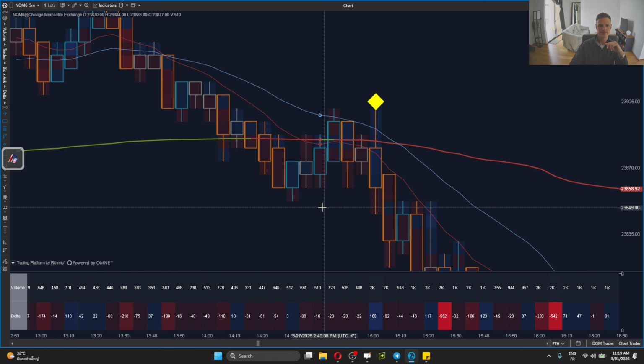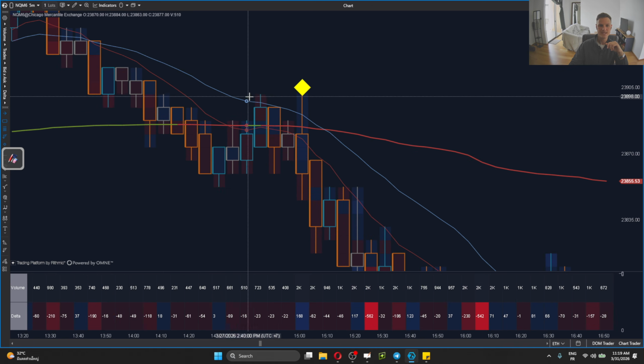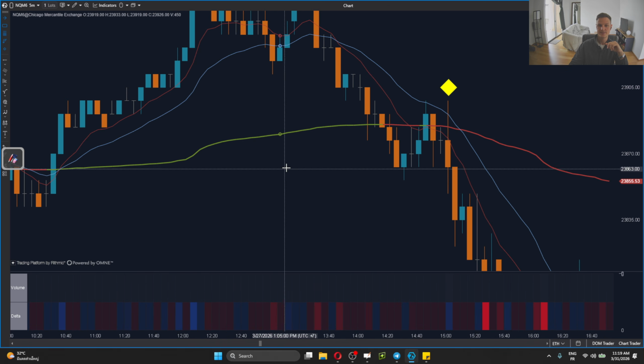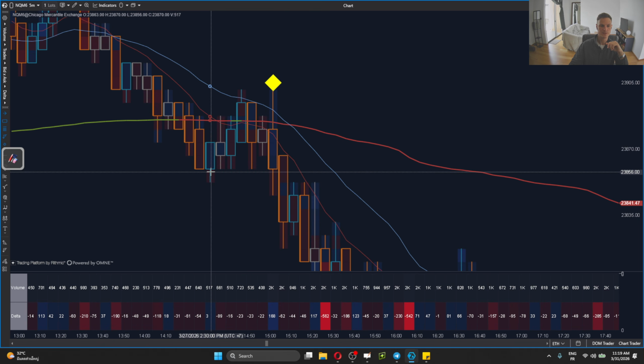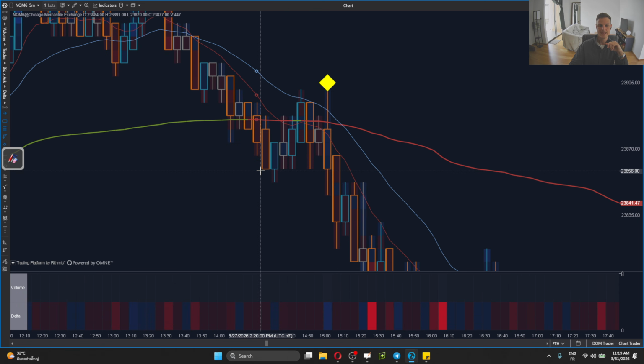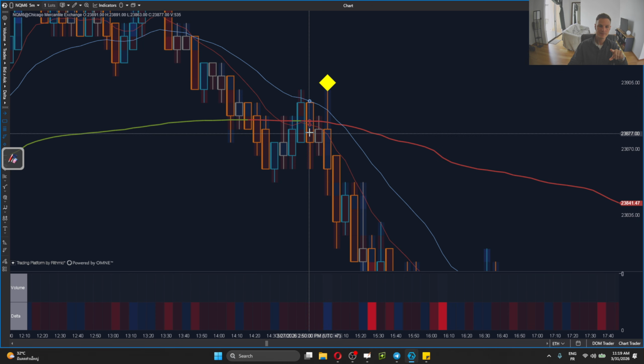So look at this. This is beautiful. We had our EMAs cross around here. Now the EMAs are crossing session VWAP. We're closing price below session VWAP, which is turning red. And we're retesting in perfect confluence the two EMAs and session VWAP.